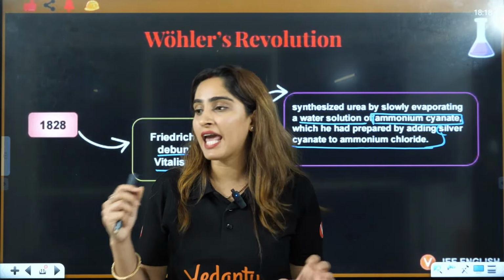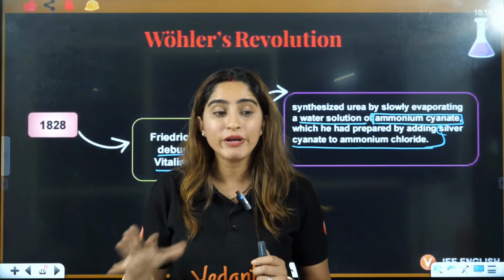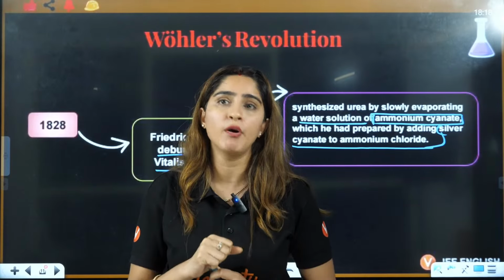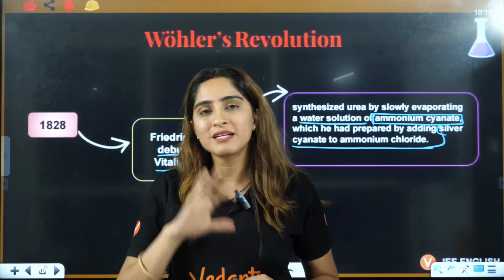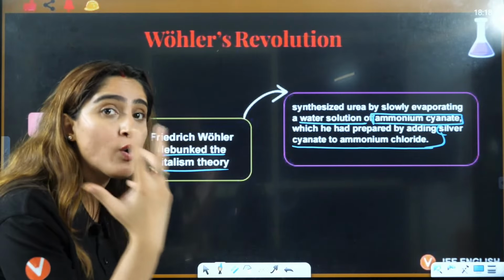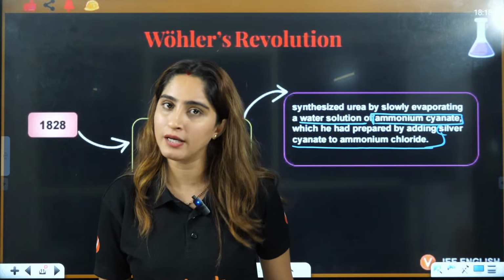Now, this gave scientists a new thing to experiment on. That if we can synthesize urea in the lab, we can also synthesize some new compounds in the lab. But now the question will be, ma'am, how can we synthesize it? Ma'am, urea was already an existing compound, right?